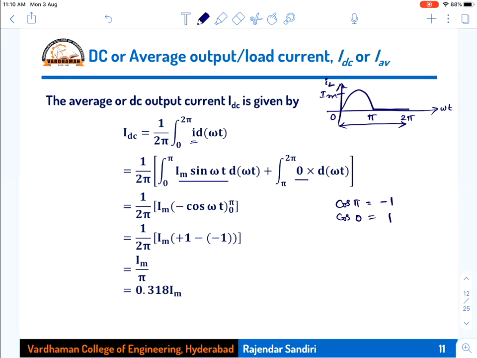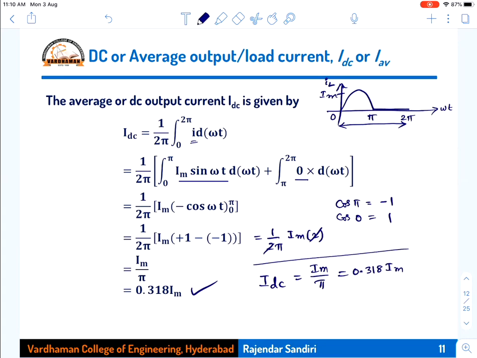That 2 and this 2 will cancel. This is equal to 1 by 2 pi into Im into this bracket, which will be 2. So this 2 and this 2 will cancel. Im by pi, if you take 1 by pi, value will be 0.318 Im. So this is the answer. So IDC is equal to Im by pi, or this is also 0.318 Im. Okay, so that is the DC value.